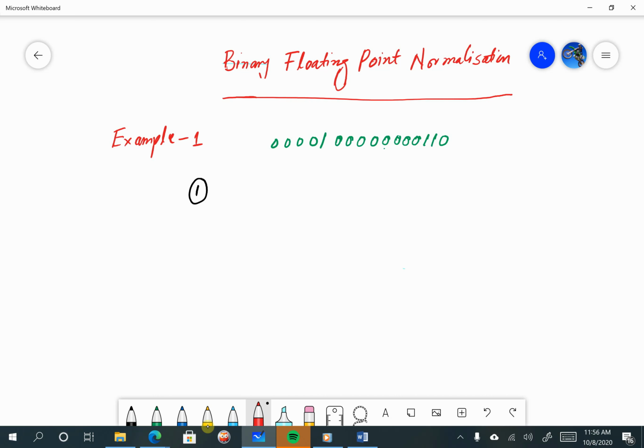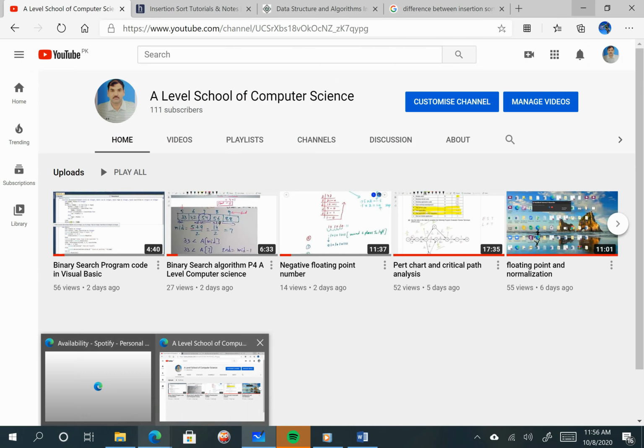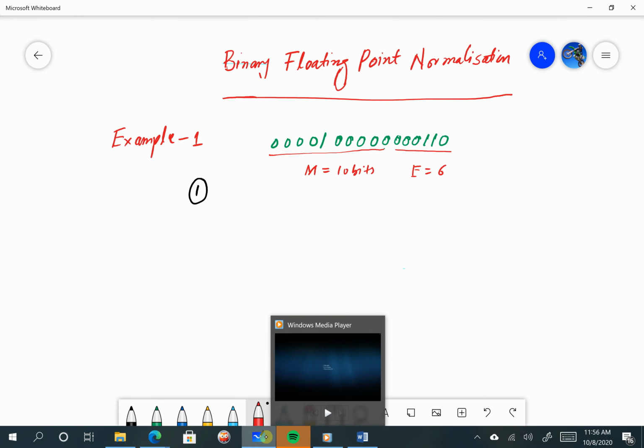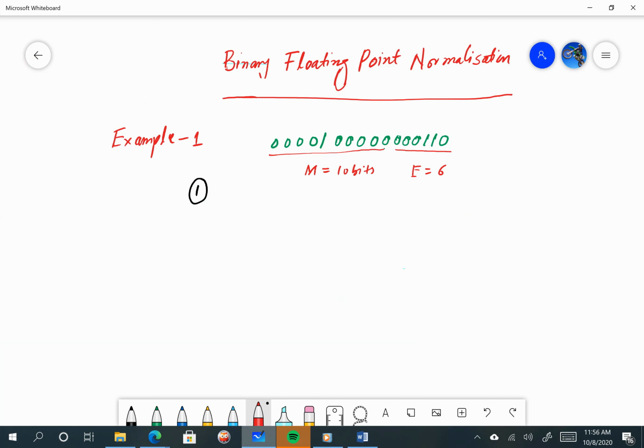Let's start example 1. This is a given example we have. This is the mantissa, which is equal to 10 bits, and the exponent is a 6-bit exponent in this unnormalized binary floating point. Now step number 1, how will I convert this unnormalized number into normalized binary numbers?